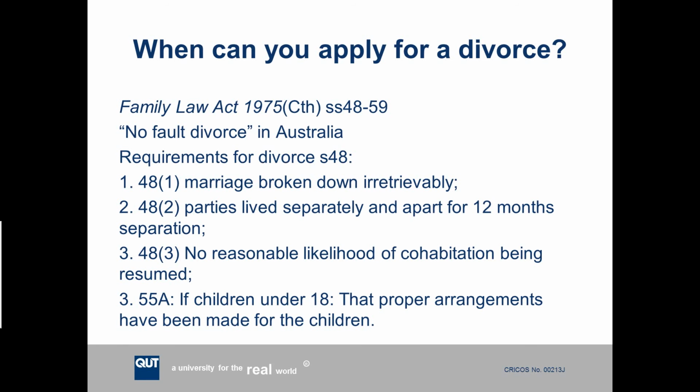Now, in relation to proper arrangements, if people are unable to agree on parenting arrangements after separation, that is the time the children will spend with each parent. I guess proper arrangements could be that they're negotiating about that, or that they have filed an application in court to resolve that, or that they have made a date for mediation about that. So I guess they don't need to have been finalised, but you do need to show the court that you're certainly in the process of agreeing on arrangements for the children.